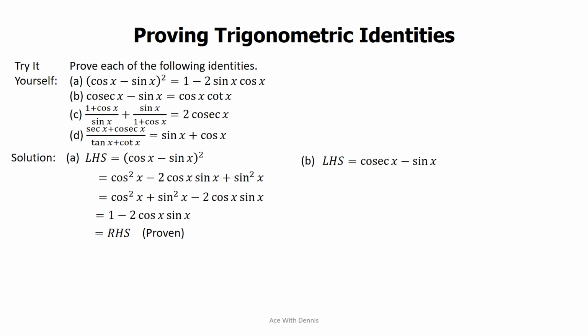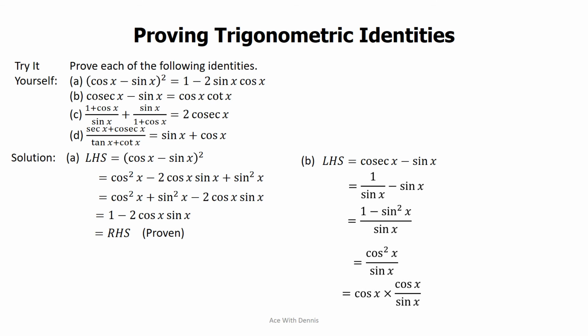For B, we start from the left hand side, which equals cosecant x minus sine x. We know that cosecant x equals 1 over sine x. Therefore, it is 1 over sine x minus sine x. Combining these two terms, it becomes (1 minus sine square x) over sine x. And we know that 1 minus sine square x is cosine square x. Then it is cosine square x over sine x. We break it into 2, so it equals cosine x times cosine x over sine x, which becomes cosine x cotangent x. So it is equal to the right hand side, and it is proven.